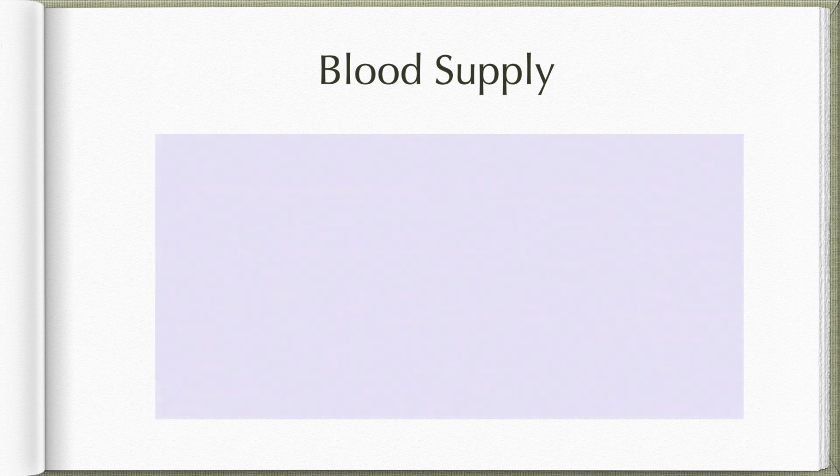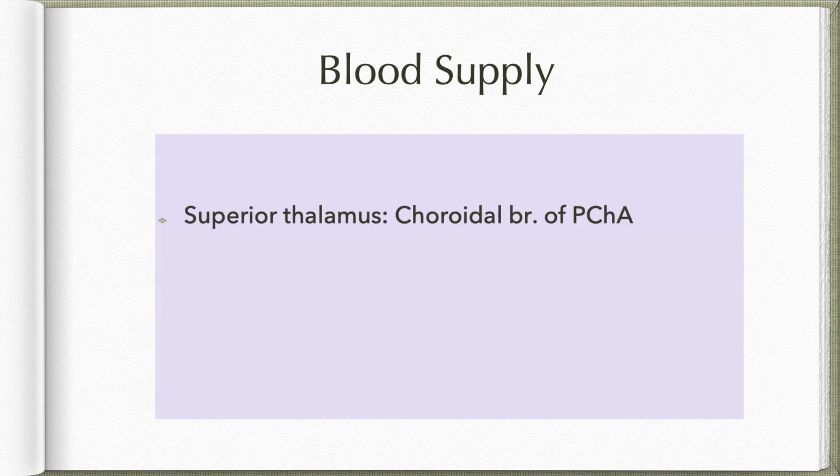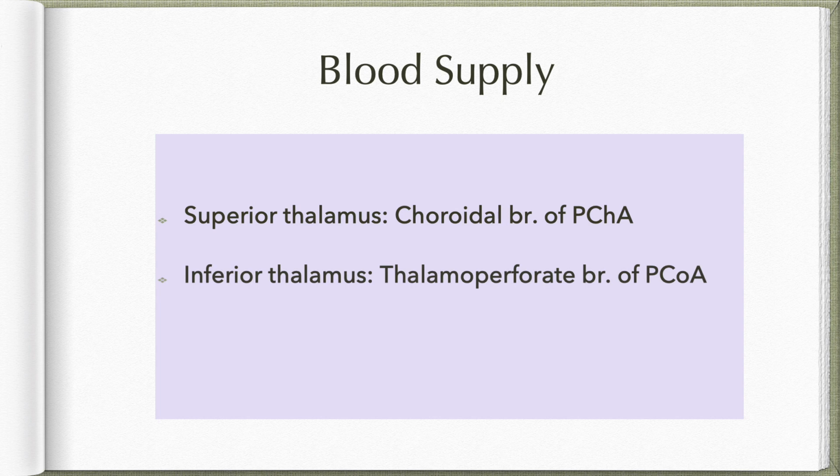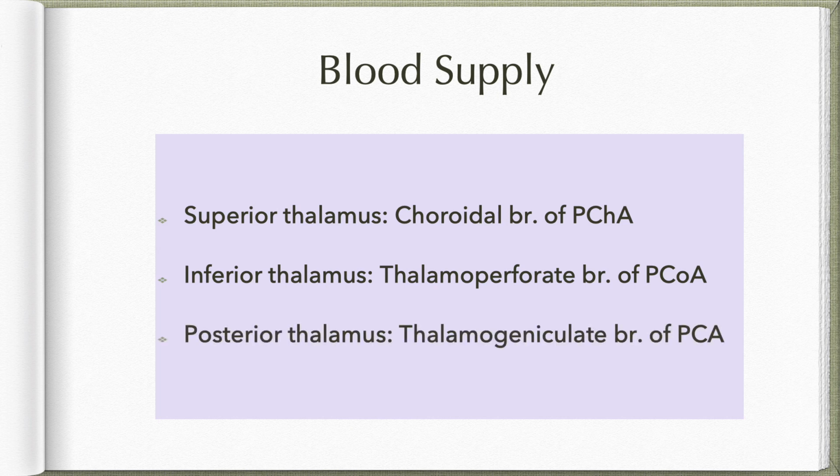Now coming to the blood supply of thalamus, the superior part of the thalamus is supplied by choroidal branches of posterior choroidal artery, which is a branch of posterior cerebral artery. The inferior part of the thalamus is supplied by thalamoperforate branches coming from the posterior communicating artery. And the posterior part of the thalamus is supplied by thalamogeniculate branches, which are given from the posterior cerebral artery.